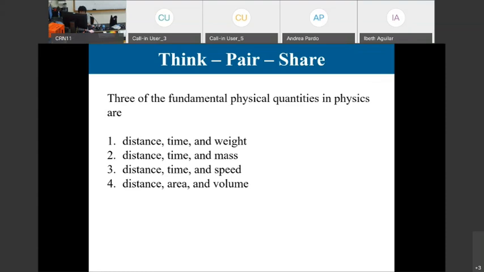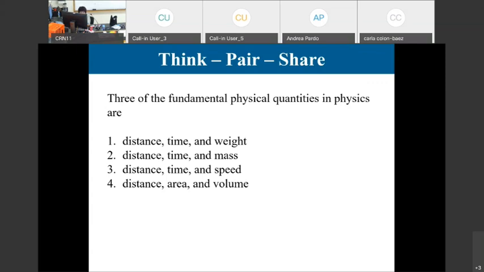So distance, we've been talking about it, so it's correct. What was that? Number, I think, 3. The second one. Huh? The third one. The second one. Very good, yes. Distance, time, and mass. There you are.